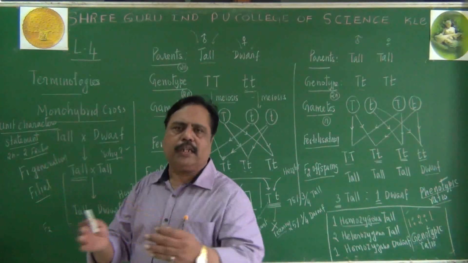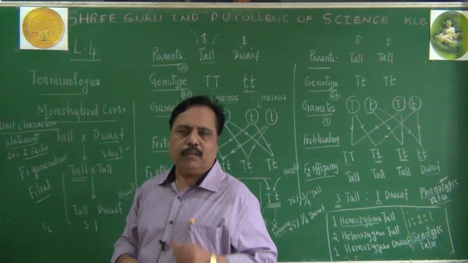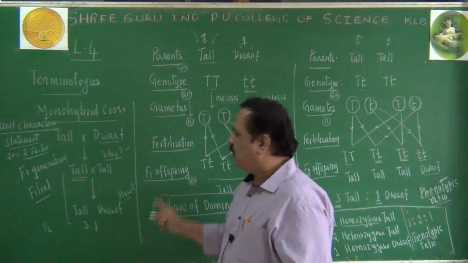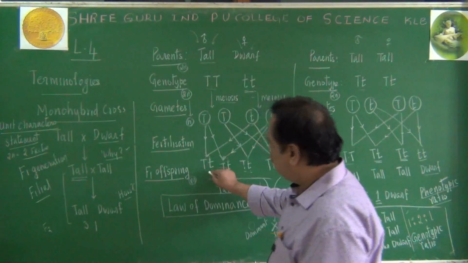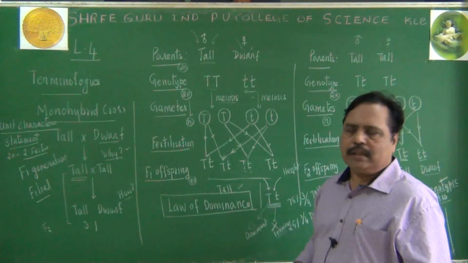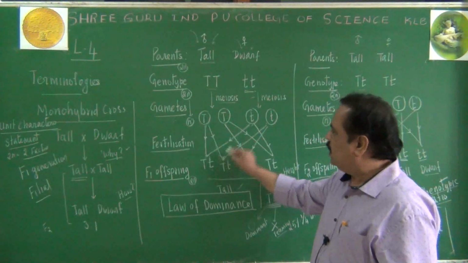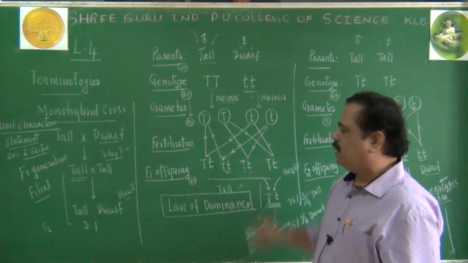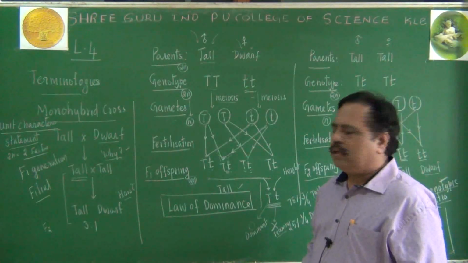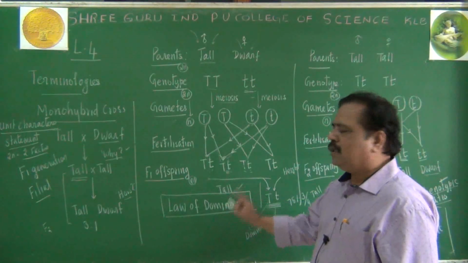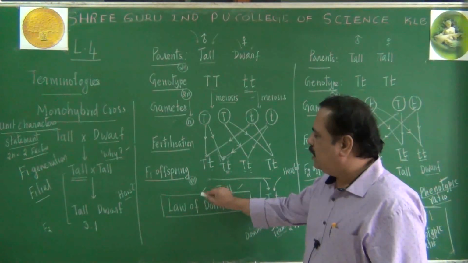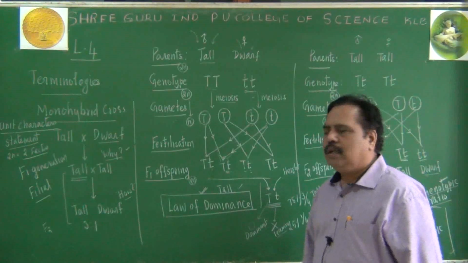These are all various statements we are getting in the beginning. But when you talk about the inheritance pattern, here you can see both of them are inherited by the offspring. Capital T is also inherited, small t is also inherited. But what happened to small t? It is not allowed to get expressed. Only capital T is expressed. This point is called law of dominance.